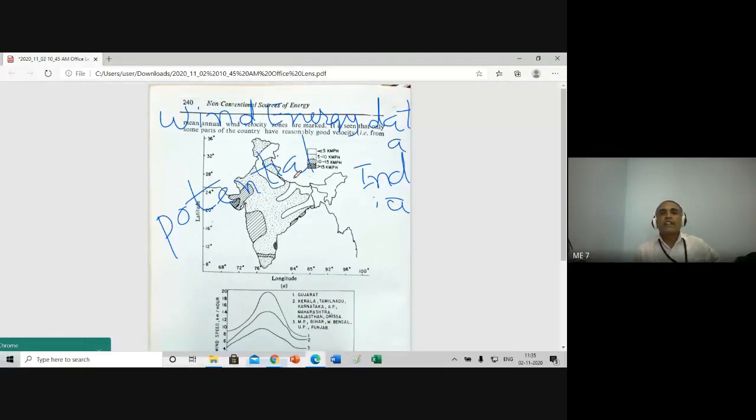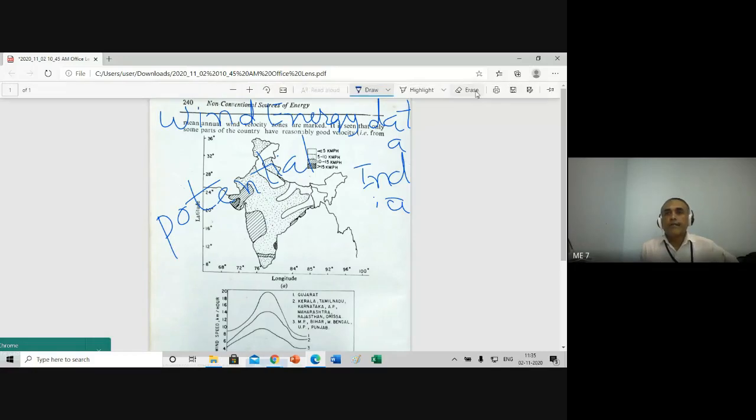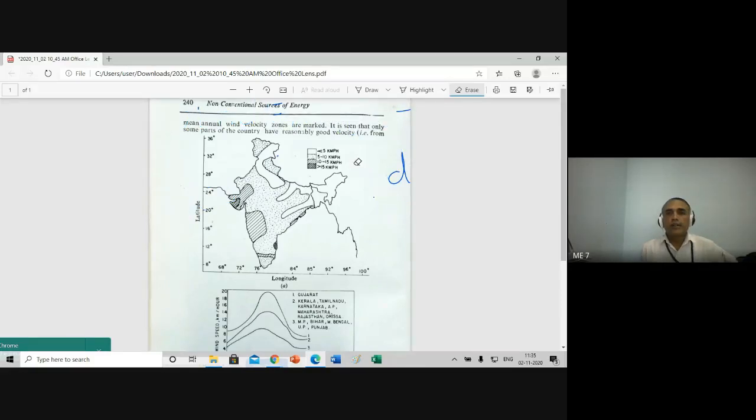Wind energy potential in India. I will underline, you concentrate there.